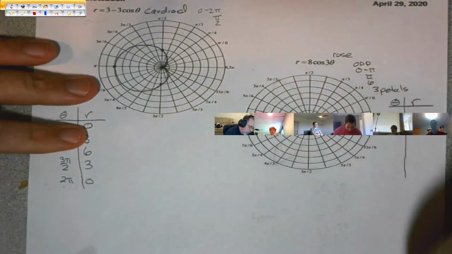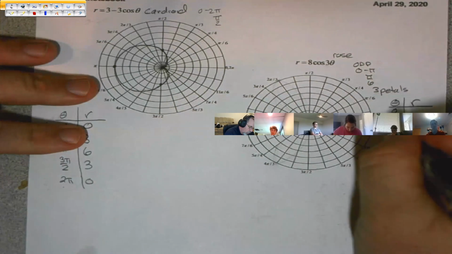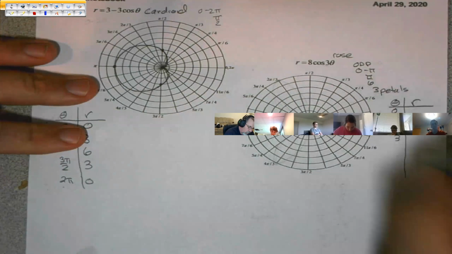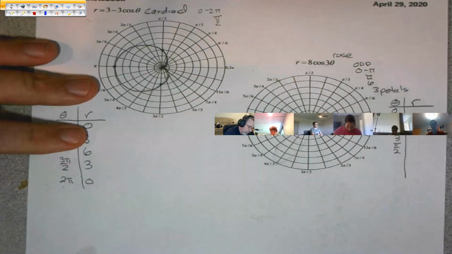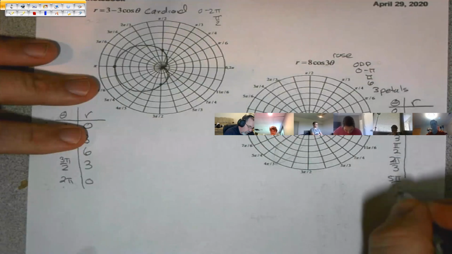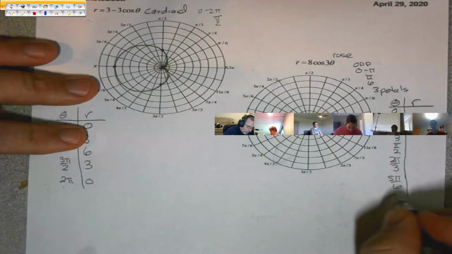So we have theta and r: 0, 1/6, 2/6, 3/6, 4/6. This is the one that doesn't reduce, 5 pi over 6, and then 6/6.